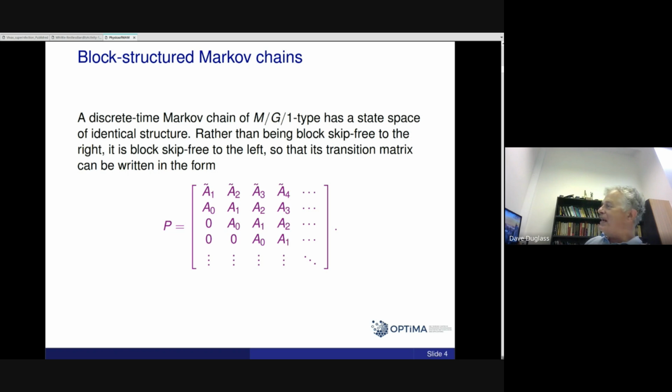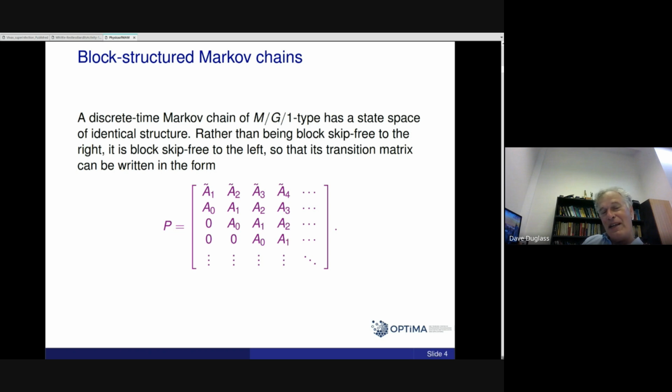Now, the actual notation here, these days we would label these matrices by the change in level. So instead of all those A naughts, we would have an A-1, and on the diagonal we would have A naughts, etc.